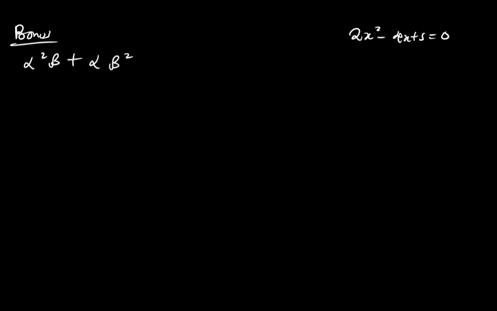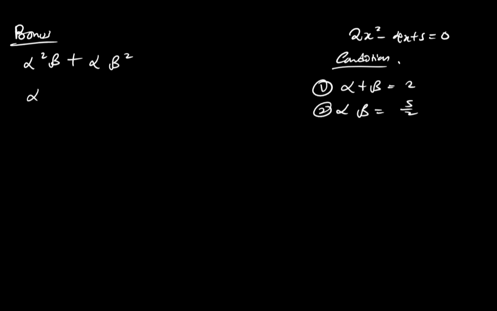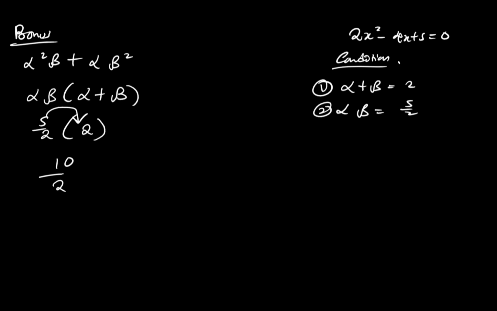So all I have to do here is remember that the conditions I have is condition number 1, alpha plus beta giving me 2. Condition number 2, alpha beta giving me 5 over 2. So I know I can factorize this because this doesn't look nice. So alpha beta is equal to alpha plus what? Beta, just like that. You have found your answer. So alpha beta is 5 over 2 and alpha plus beta is 2. Then 5 times 2 is 10 over 2. 2 into 10, that's 5. And that's your final answer.